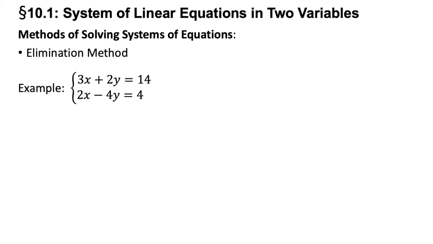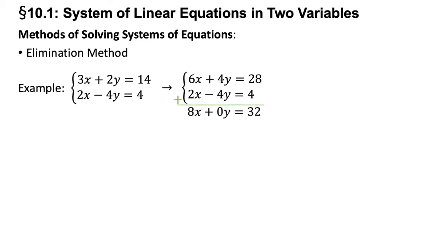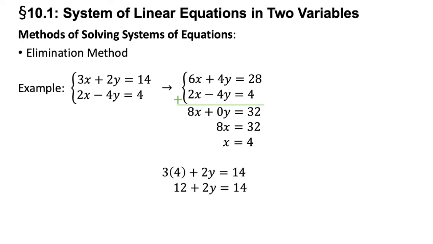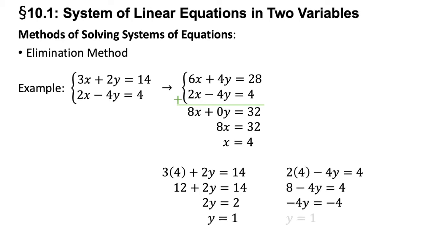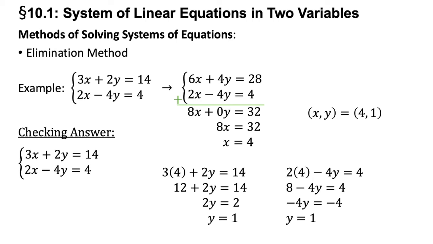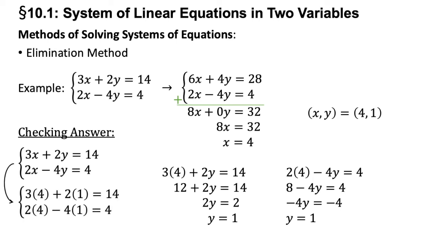For the elimination method, we try to eliminate one of the variables. In this case, by multiplying the first equation by 2, we get opposite coefficients for y's. And by adding the two equations, we eliminate y, so we can solve for x to get 4. Now by substituting 4 back into the first equation, we solve for y to get y equals 1. Note that we can use the second equation to find y as well. Again, possible solution is (4, 1). Now we check our solution and see that the solution is an actual solution.